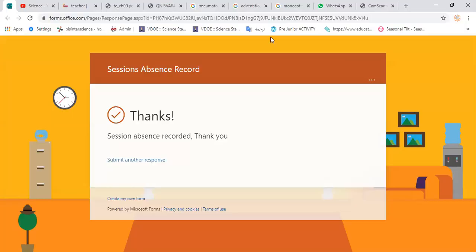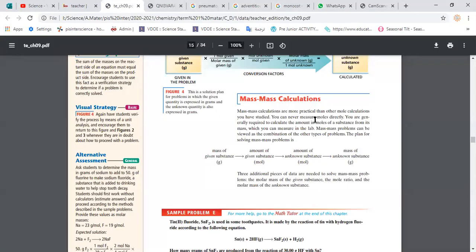Okay, today inshallah we're going to continue what we started last time. We're still in section 2 of chapter 9. We still talk about the stoichiometry calculations. So we're going to continue. So we already studied 3 different types of calculations of stoichiometry.